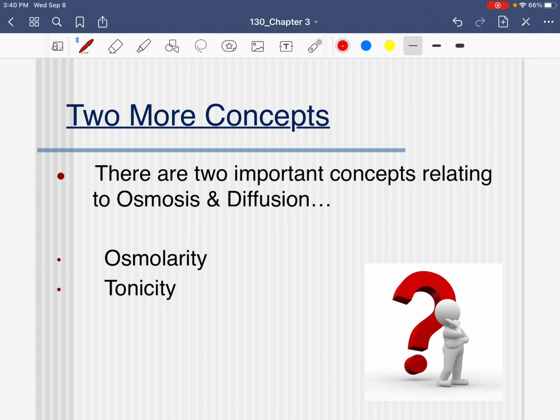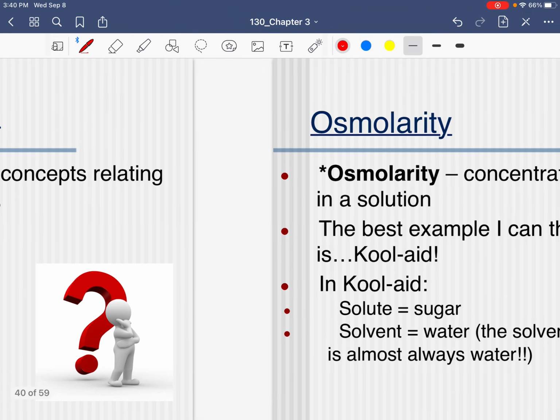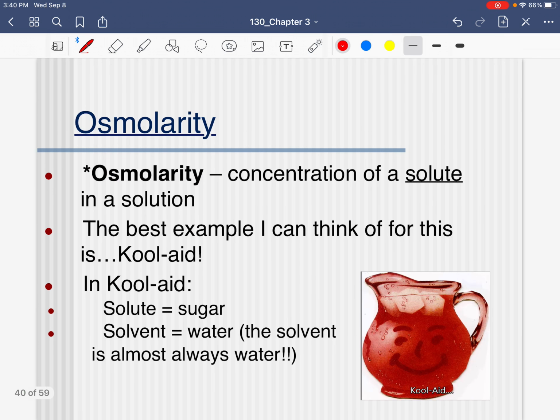Now, we're going to pause and talk about these concepts. When we come back after this, we're going to pick up our discussion and then talk about the active ways to move things into and out of a cell, the things that require ATP, like active transport, like endocytosis and exocytosis. But for now, we're taking a detour because we need to talk about osmolarity and tonicity. Aren't you excited? Okay.